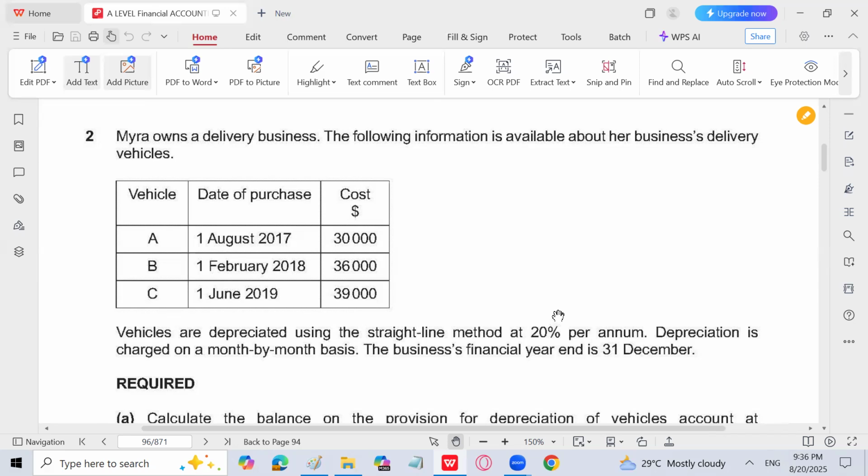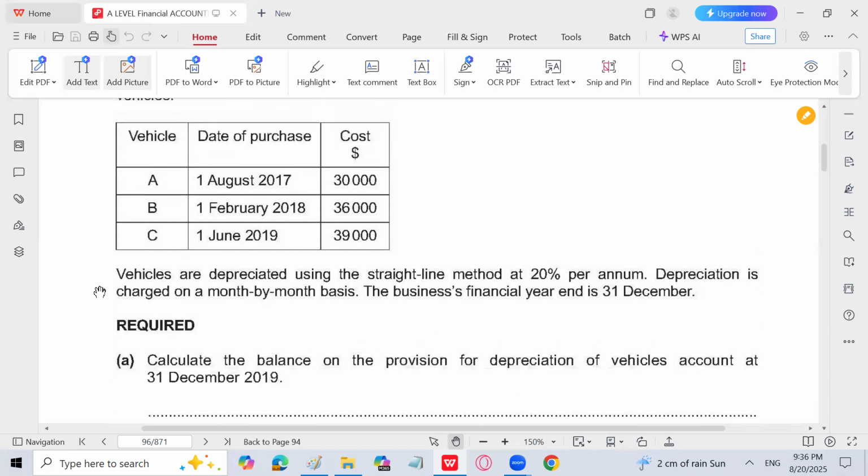So we can call it a normal financial year. Normal financial year means which starts from 1st January and ends on 31st December. The method is still straight line, so it is easy. But depreciation is on a month-by-month basis, not annual, right?